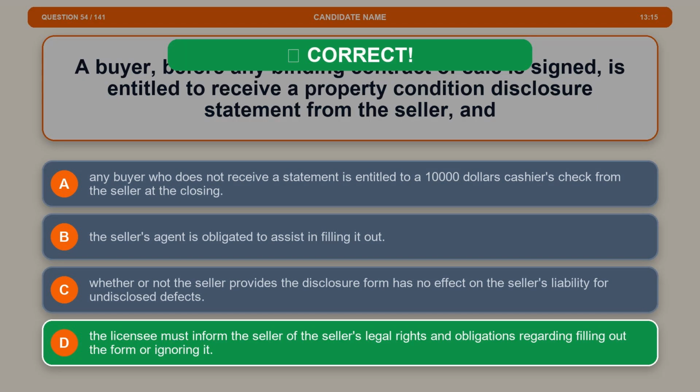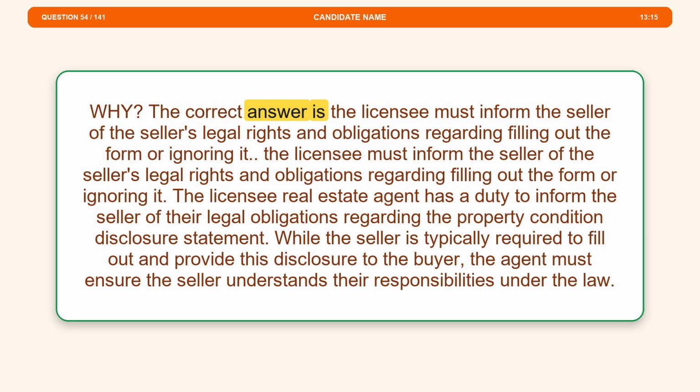The correct answer is option D. The licensee must inform the seller of the seller's legal rights and obligations regarding filling out the form or ignoring it. The licensee real estate agent has a duty to inform the seller of their legal obligations regarding the property condition disclosure statement. While the seller is typically required to fill out and provide this disclosure to the buyer, the agent must ensure the seller understands their responsibilities under the law.